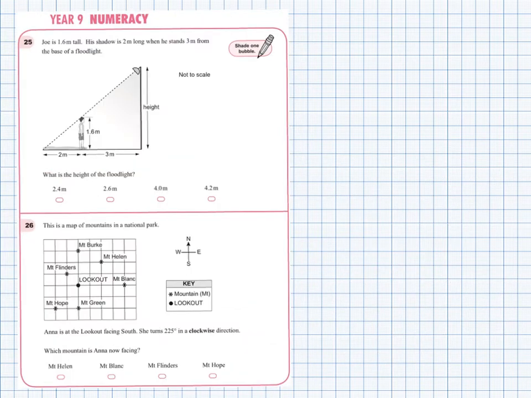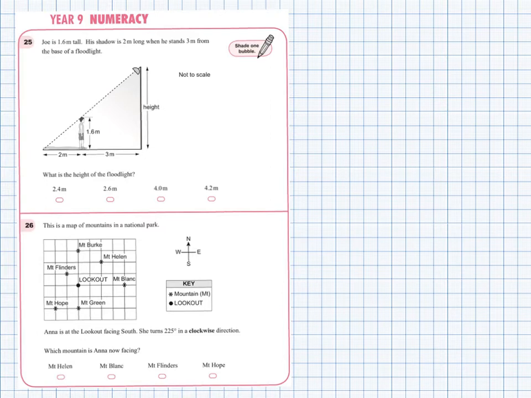Joe is 6 meters tall, and his shadow is 2 meters long when he stands 3 meters from the base of the floodlight. And then we have to find the height of the floodlight. So this one here, not to scale. So how are we gonna go with that one? Let's have a look at the ratio. It does look to me like similar triangles.